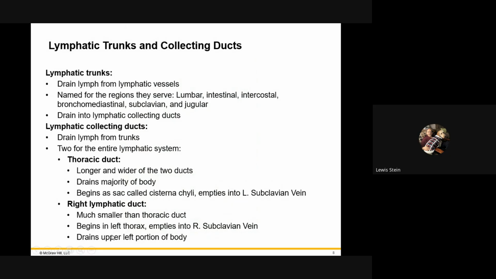You'll see the illustration. This is where the error is. Not that the lymphatic duct is smaller, it does not begin in the left thorax. It begins in the right thorax. It does empty into the right subclavian vein, and it drains the right side of the head, neck, and upper thorax, and right upper extremity. So this is a total misprint. Ignore it, please.